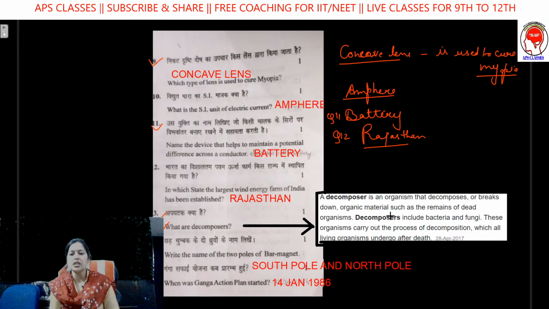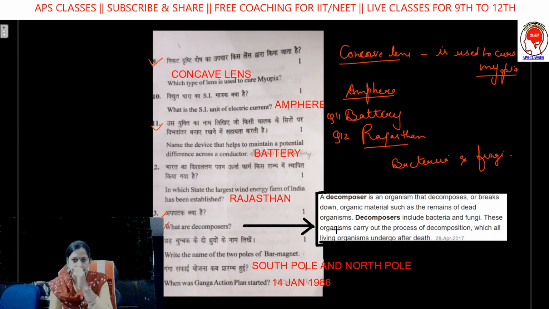And decomposers include bacteria and fungi. So these organisms carry out the process of decomposition which all living organisms undergo after death. So these are the decomposers.